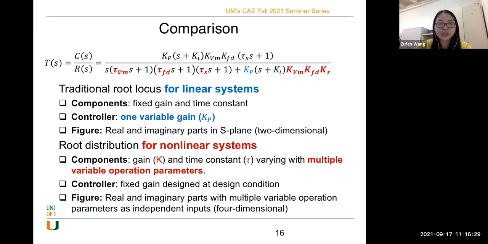For our distribution, it's for nonlinear systems, and its components are nonlinear with variable gain and time constant with multiple variable operation parameters. And its controllers are designed as fixed gain at the design condition. And for its figure, it will include the real and imaginary parts with multiple variable operation parameters as independent inputs. For example, if we have two variable operation parameters, finally the root distribution will be a four-dimensional figure.